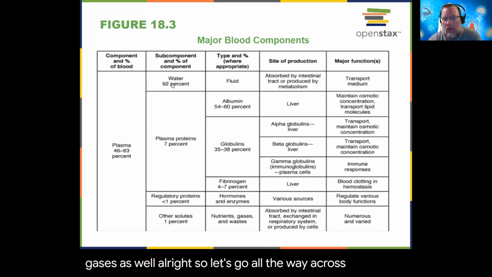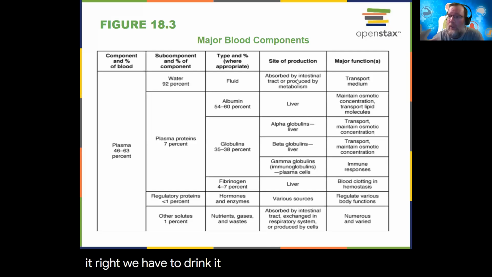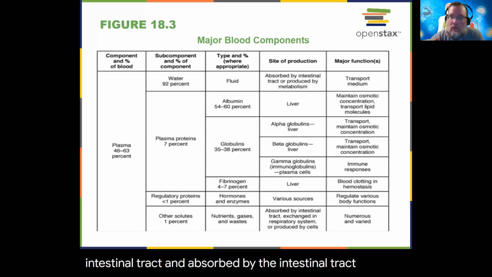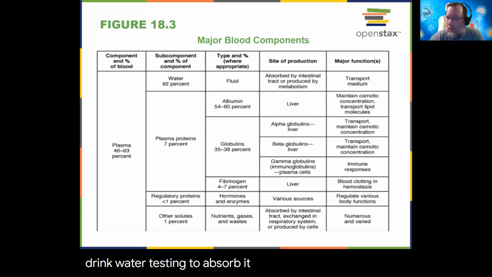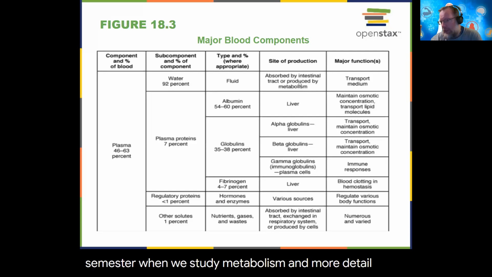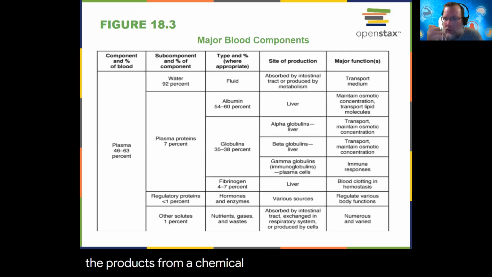All right, so let's go all the way across. We start with water. 92% of plasma is water. What is it? It's a fluid, of course. Where do we get it? Right, we have to drink it. We consume water. How does it get into the bloodstream? It's absorbed by the intestinal tract. So you drink water, intestines absorb it, put it into the bloodstream. We also see water as a byproduct of metabolism. So next semester, when we study metabolism in more detail, we'll see oftentimes when we have a chemical reaction, one of the products is going to be water. So we'll pay attention to that as well. So that's good. We do recycle water, right?